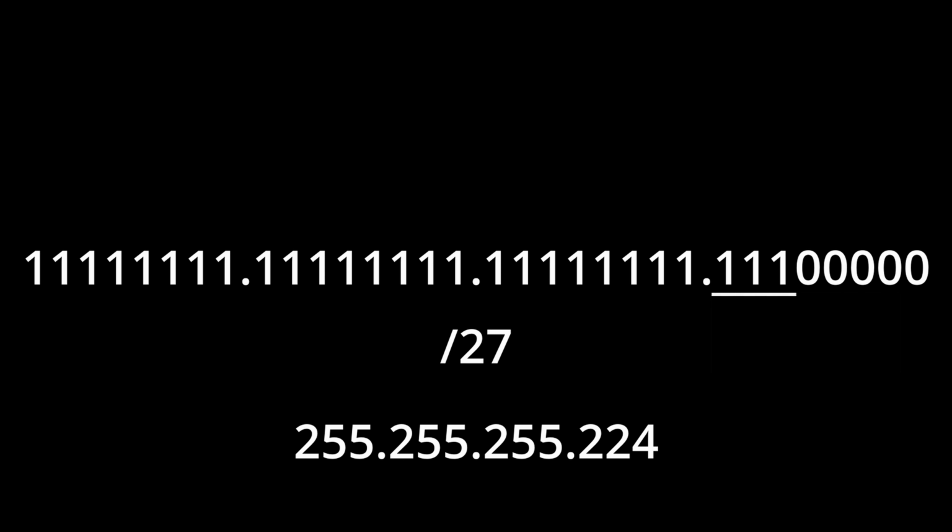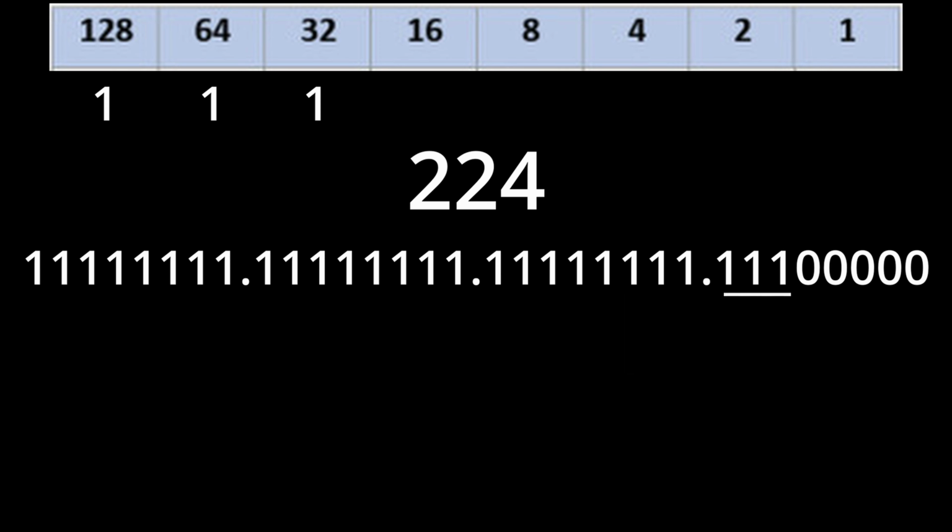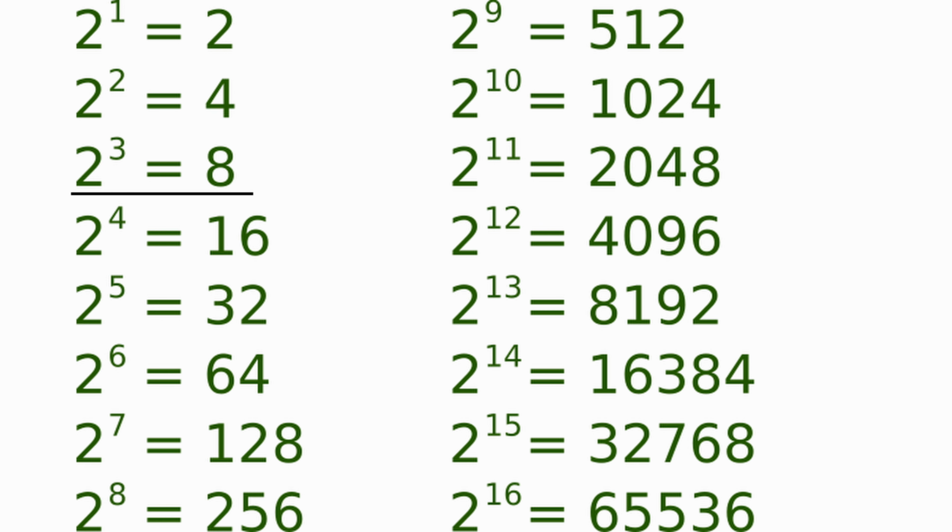So just a quick maths. Currently we've borrowed 3 bits from the host portion. So the binary is 8 ones in the first 3 octets, and then 3 ones in the 4th octet, followed by 5 zeros. 3 binary ones equate to 224. 2 to the power of 3 is 8, so we can have 8 subnets. But how many hosts within those subnets? Don't forget, we need to fit in 256 addresses in that space.